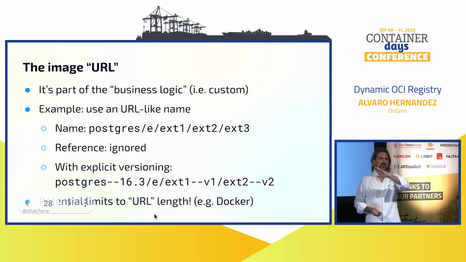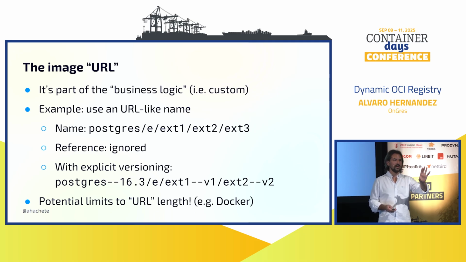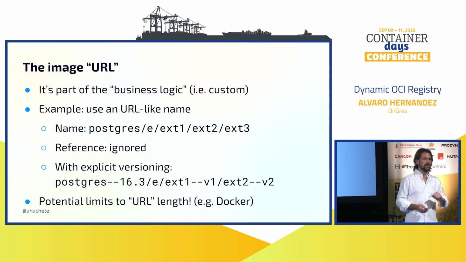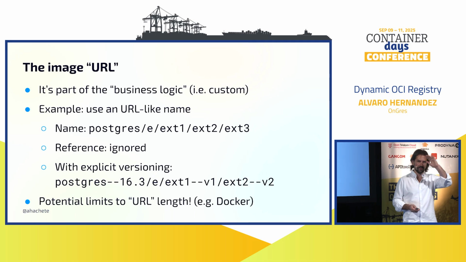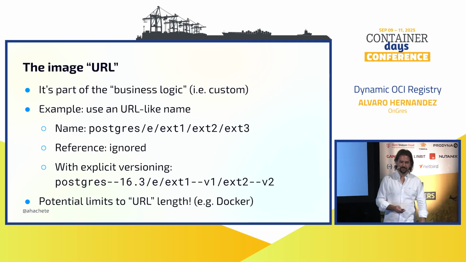Again, this is our example of how we implemented the custom business logic on top of Dozer. Dozer is a generic container registry that does not prescribe any way of using it, right? Now, there's also potential limits with the URL length. Docker limits it to, I think it was 2,000 characters. But anyway, there's also ways around this, right?